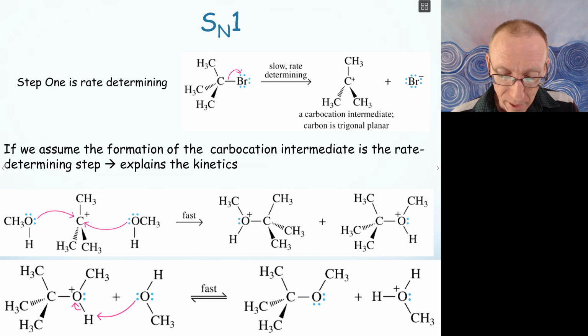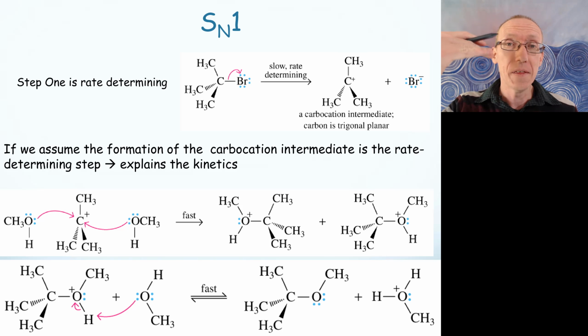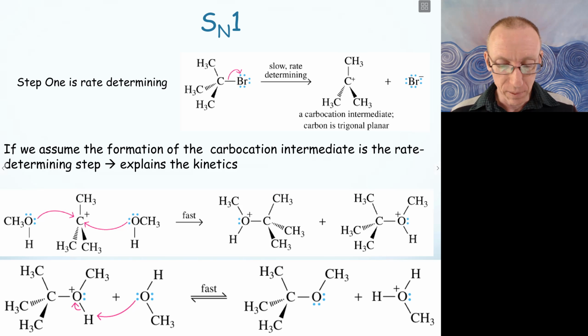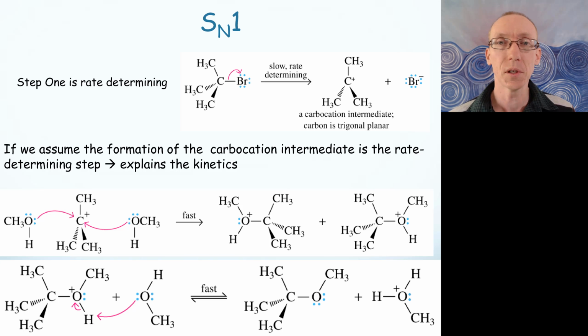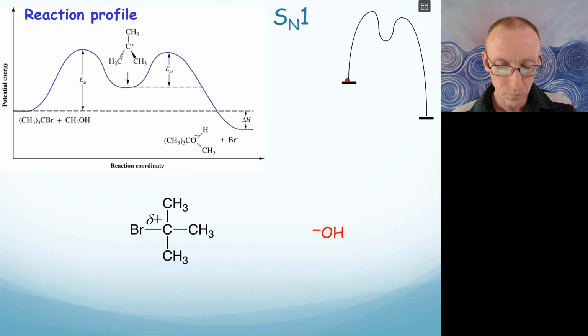So if we assume the formation of this carbocation intermediate is the rate limiting step, and it should be because carbocations are so high in energy, they're difficult to form, then that explains the kinetics. Once you form the carbocation, it reacts with the nucleophile very fast, and it doesn't really matter what the nucleophile is or how much of it there is. The slow step was forming the carbocation in the first place.